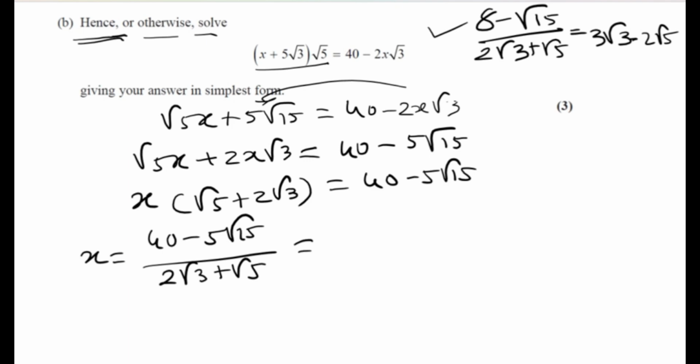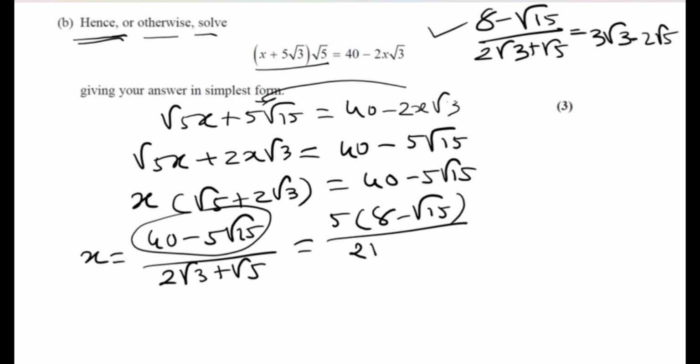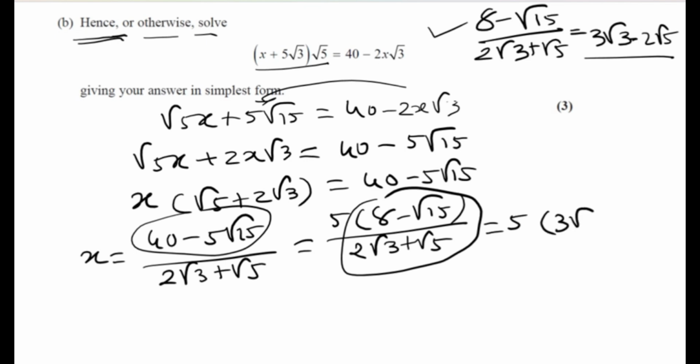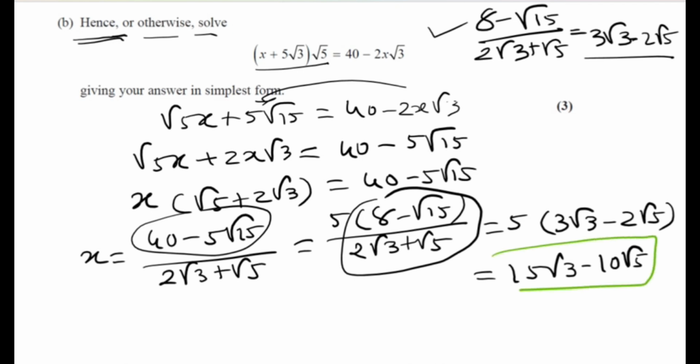Now I have to use this result. So I can see in the numerator there is something I can factorize. 5 is a common factor. So 5 times 8 minus root 15 over 2 root 3 plus root 5. So now I can substitute this value instead of this whole fraction. So 5 into 3 root 3 minus 2 root 5. Multiply, which is 15 root 3 minus 10 root 5. So this is our answer in a simplest form.